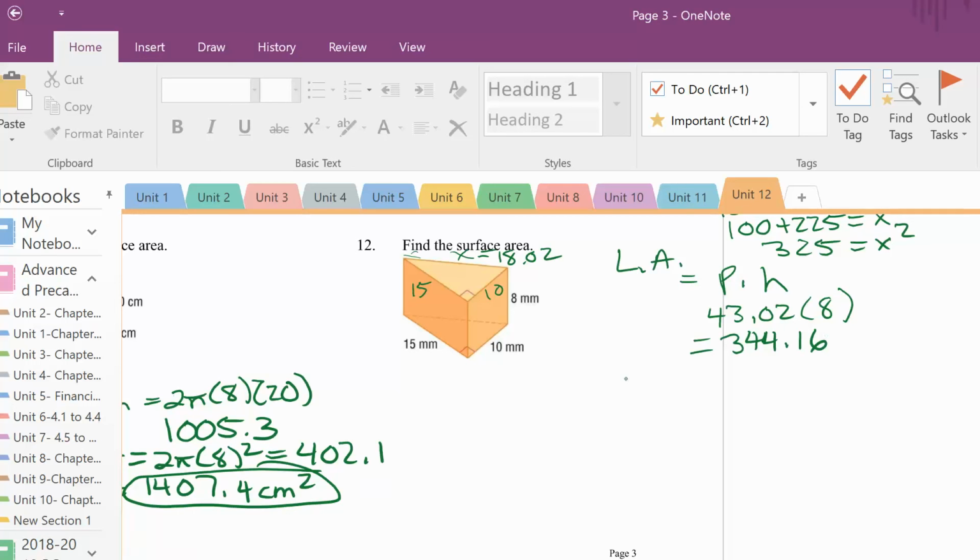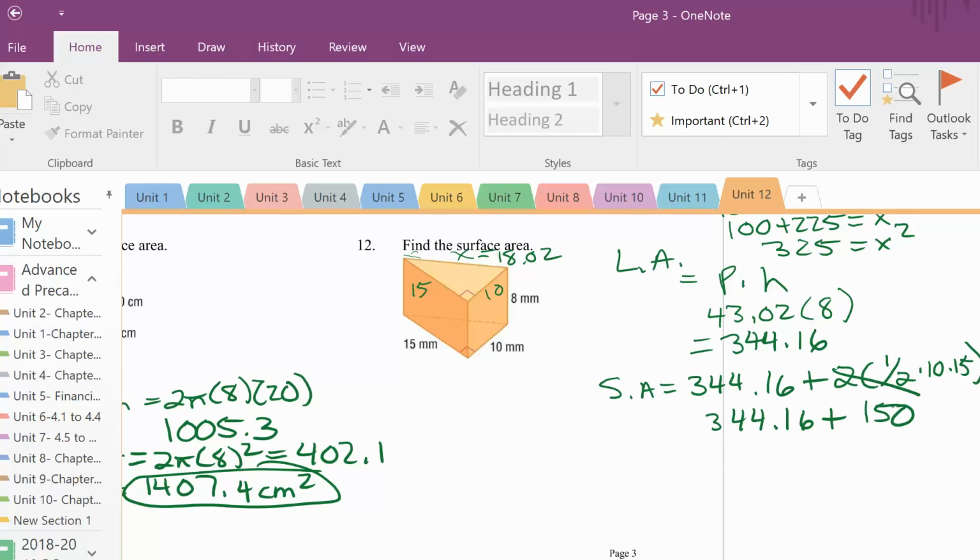gives you 344.16. Now to find the surface area, you take 344.16 and add it to the area of the two bases, which are triangles, and it's 1/2 times 10 times 15. So 344.16 plus 10 times 15, which is 150, gives you 494.2 square millimeters.